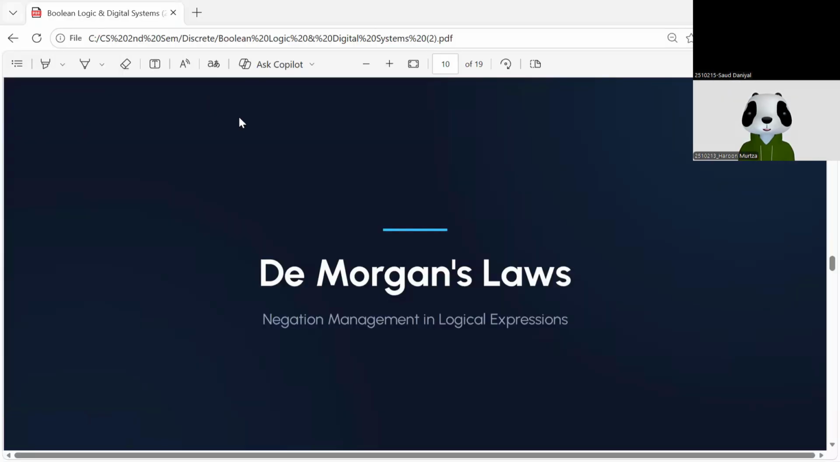My name is Haroon Murtaza, and now I will explain De Morgan's laws, which are important rules in Boolean algebra and digital logic design. These laws help us simplify logical expressions and other digital circuits efficiently. So next.